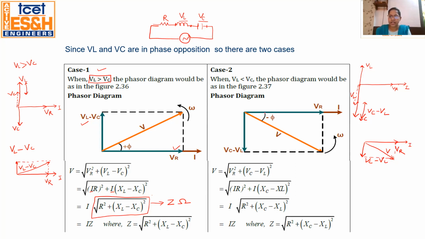Now this is phi. See, phi is the angle always between supply voltage and supply current, whether it is lagging or leading. But it is always between supply voltage and supply current. When VL is greater than VC, your V is on the upper side, so this is plus phi. When VL is less than VC, then your phi is automatically like this.